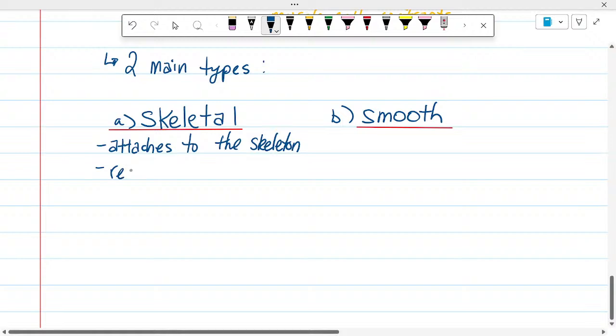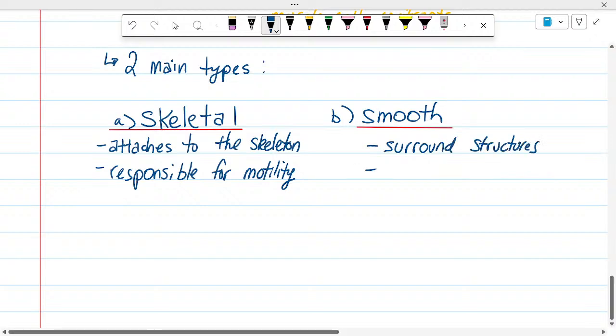And they're responsible for moving the body. Smooth muscles surround structures. And they can basically squeeze open and close.